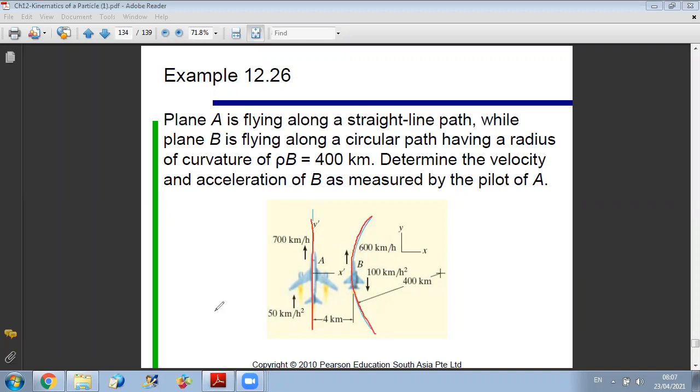So we want to determine what is the velocity of B relative to A, and what is the acceleration of B relative to A. So the first step, for the velocity, is to find VB and VA, and then I can subtract. And the same for acceleration. To get the relative acceleration, I should find the acceleration of B, the acceleration of A, and then I can subtract. Okay, so the acceleration of B relative to A is equal to AB minus AA.